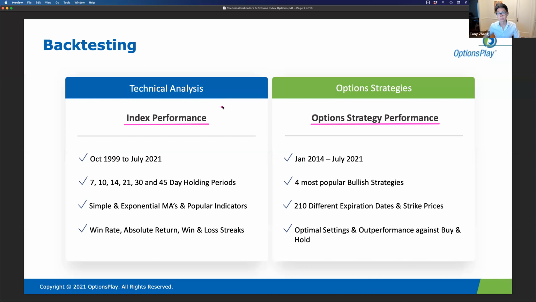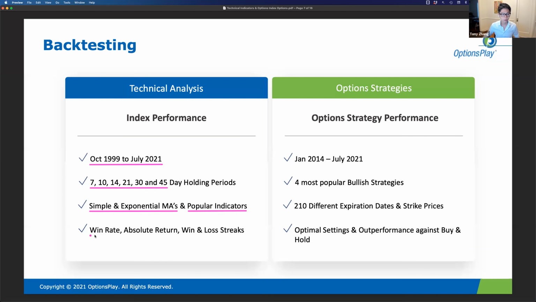So for the technical analysis side of things, we did backtesting from October 1999 through July of 2021. So almost 21 years of backtesting to test our technical indicators. And we tested our technical indicators across a few holding periods. We went as short as 7 days and to as long as 45-day holding periods to get a sense for how well they performed against a benchmark. And we tested everything from simple moving averages, exponential moving averages, and most of the popular indicators that traders use for trading to see which ones beat the benchmark, which ones underperform the benchmark.